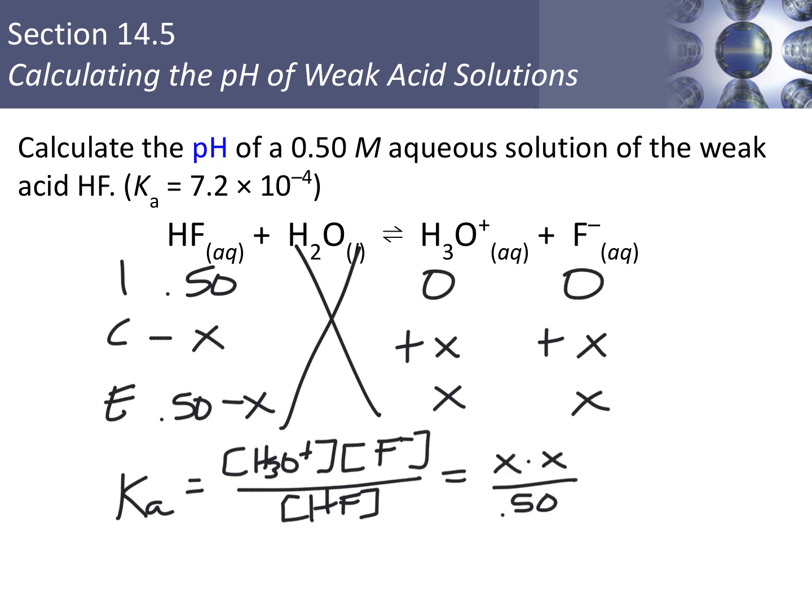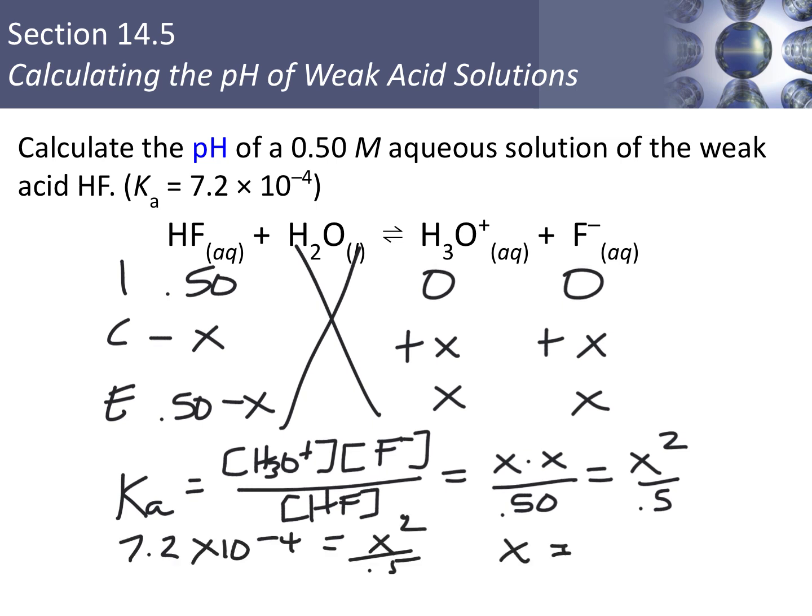For my equilibrium concentration of the hydrofluoric acid, I'm going to see if I can do the problem with just the 0.5 as opposed to the 0.5 minus X. And that simplifies to X squared divided by 0.5 is equal to the Ka. My Ka is 7.2 times 10 to the negative fourth. I'm going to substitute that in, set it equal to X squared divided by 0.5, and then solve for X. X is equal to 0.019, rounded to two significant figures.